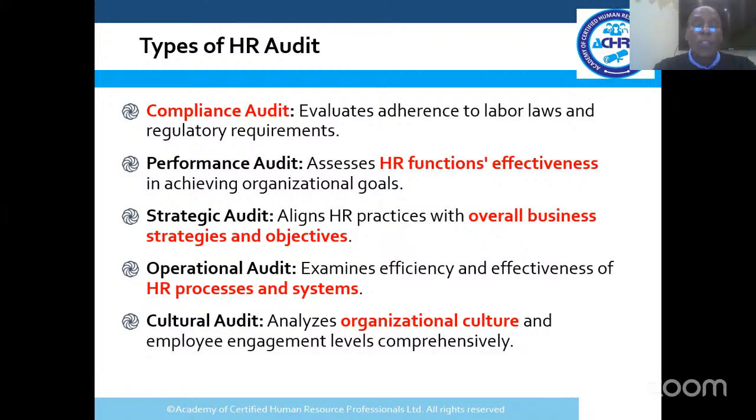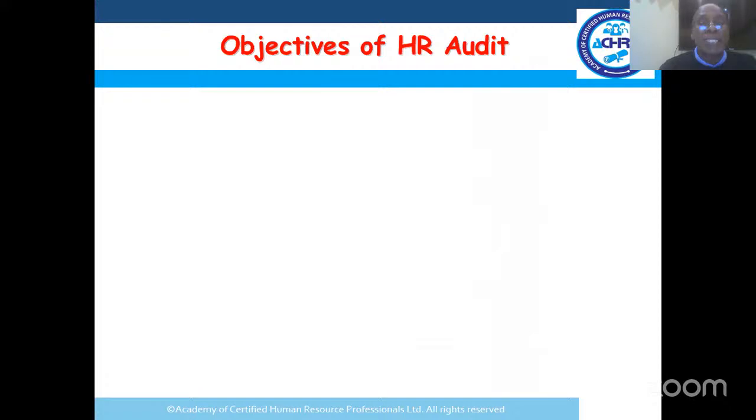So in terms of cultural audit, we are going to look at what practices in all the HR functions promote the organizational culture, because culture determines the behavior of people in organizations. So basically, those are the 5 key types of HR audit, which if you perform them, you are likely to be successful.